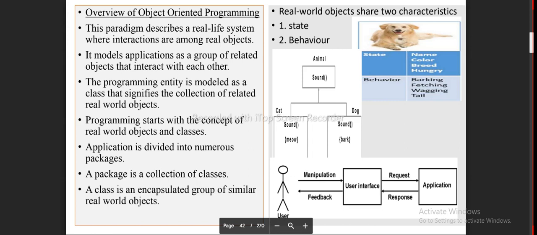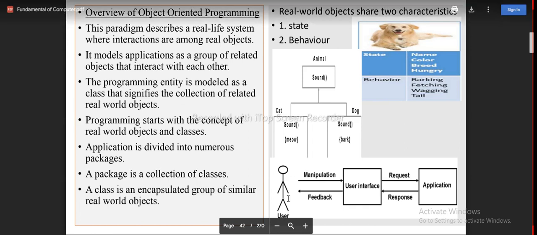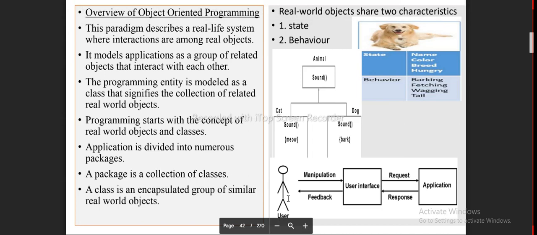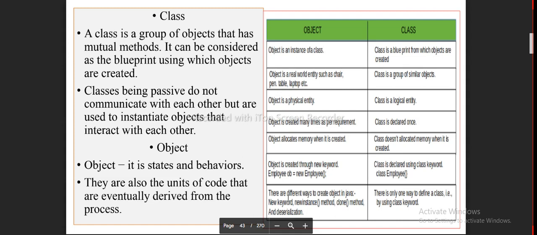Programming starts with the concept of real-world objects and classes. An application is divided into numerous packages. A package is a collection of classes. A class is an encapsulated group of similar real-world objects. Real-world objects share two characteristics: 1. State. 2. Behavior.